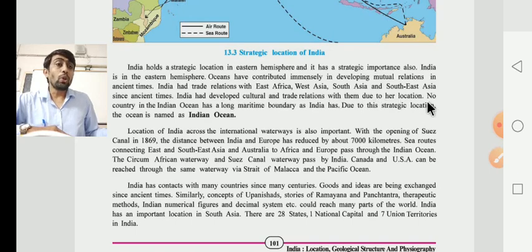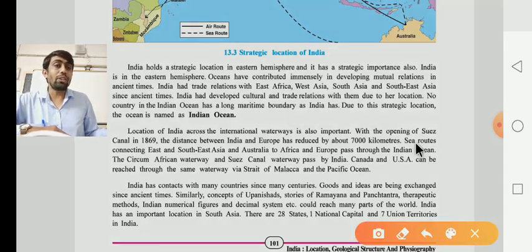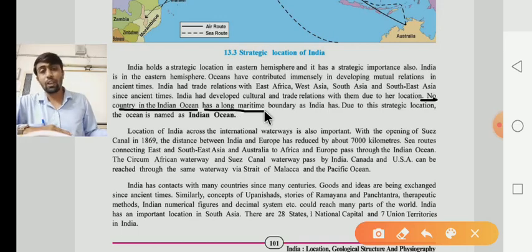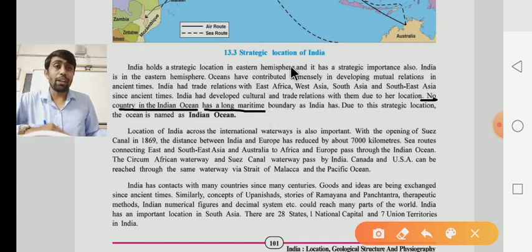Due to her location, no country in the Indian Ocean has as long a maritime boundary as India has. Dear children, this is the most important thing. What they have to say is that no country in the Indian Ocean, it means no other country in the Indian Ocean, has such a long maritime boundary. It means India has a huge benefit from its long maritime boundary.